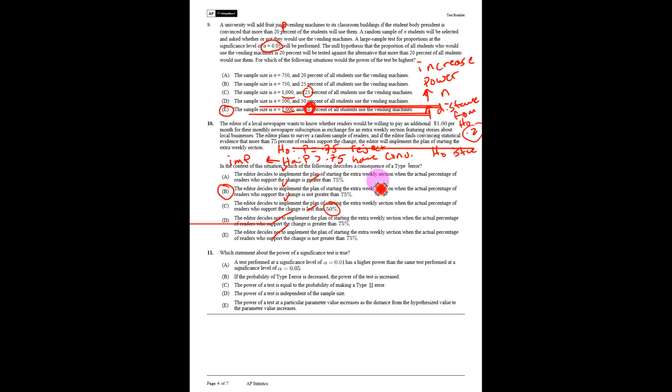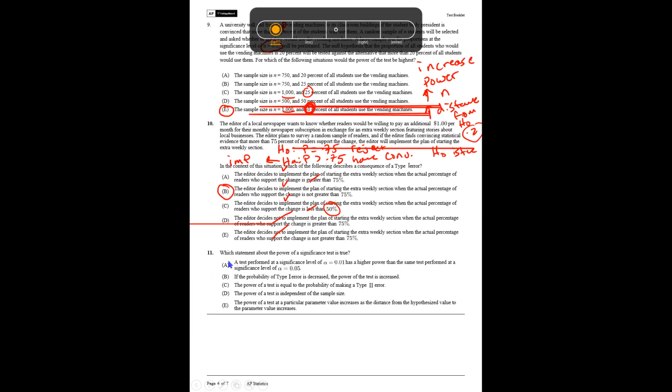The null has to be true, so it's not greater than that. Okay. Which statement about the power of a significance test is true? A: a test performed at a significance level of 0.01 has a higher power than the test performed... Nope, the higher the significance level, the higher the power. Okay, so A is out.